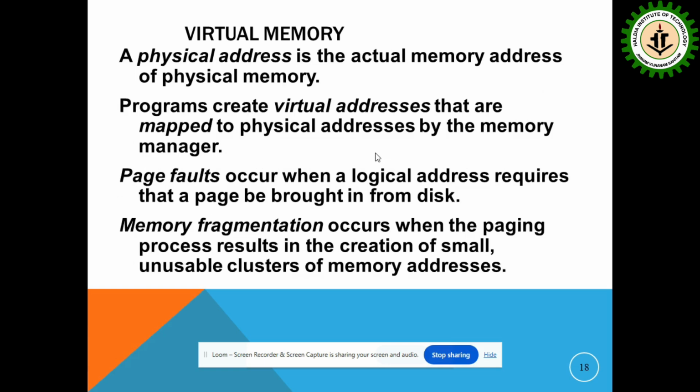A physical address is the actual memory address of physical memory. Programs create virtual addresses that are mapped to physical addresses by the memory manager. Page faults occur when a logical address requires that a page be brought in from disk. Memory fragmentation occurs when the paging process results in the creation of small, unusable clusters of memory addresses.